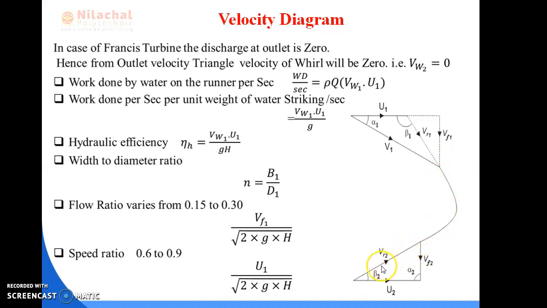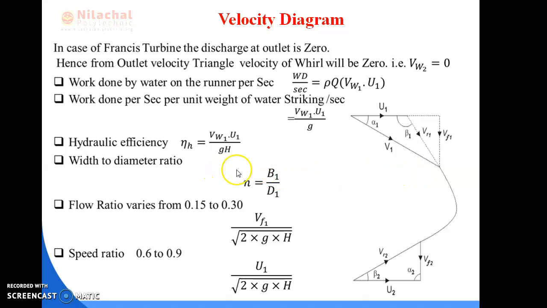direction and leaves it in a direction also, that is VR2 at outlet. Vf1 and Vw1 are the components of V1, that is flow velocity Vf1 and whirling velocity Vw1. The whirling velocity component helps the blade to move and to rotate the runner to produce mechanical energy.